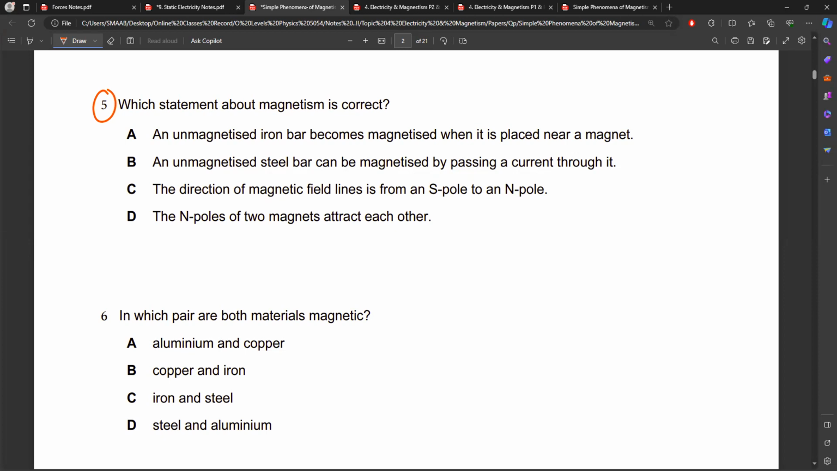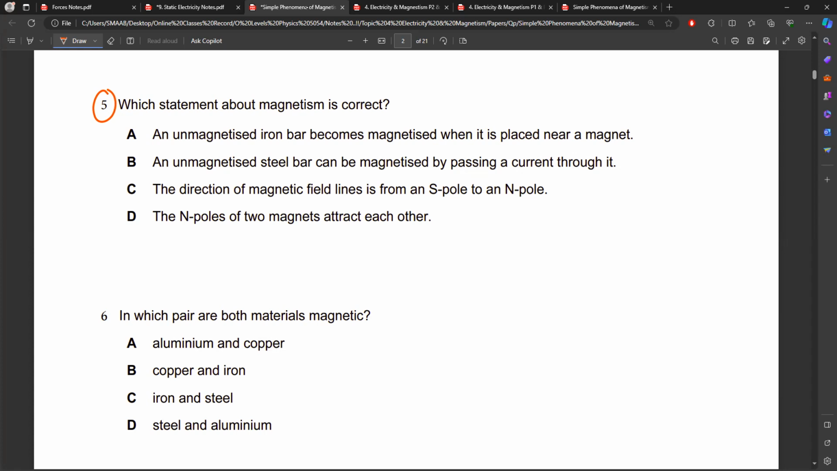And in option C, it is given that the direction of the magnetic field line is from south to north pole. That is not possible because it will always be from north to south, as we mentioned in the diagram. And the last option, the north pole of two magnets, is also not possible. So either option A or option B.